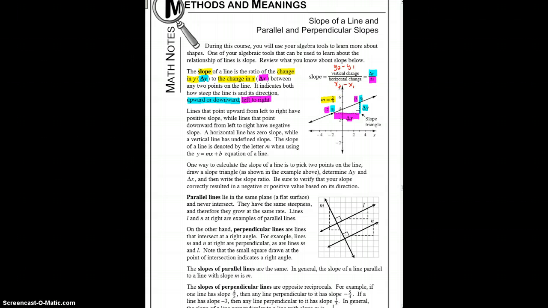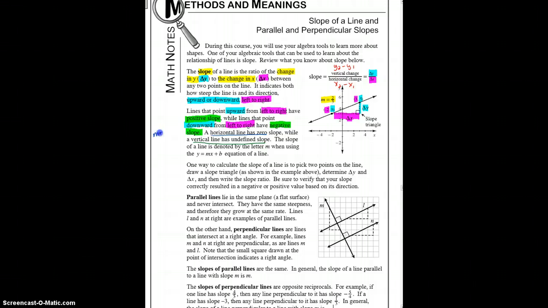So now, lines that point upward from left to right have positive slopes. Lines that point downward from left to right have a negative slope. A horizontal line has a 0 slope, while a vertical line has an undefined slope. And let's take a look at what that really means. So our horizontal line has a 0 slope.